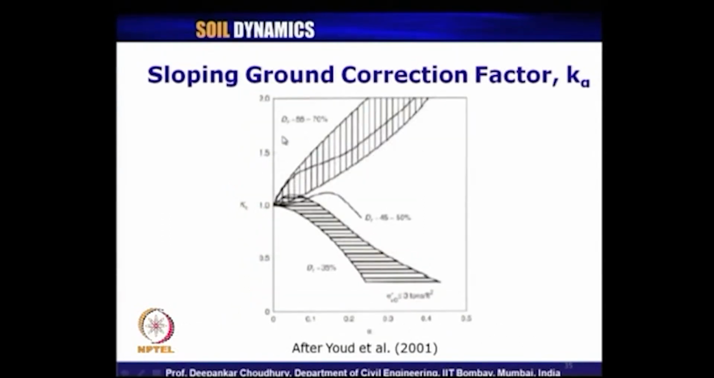So, the same curve has been reproduced by Youd et al. in 2001. And obviously, if you do not have any sloping ground, if it is a horizontal ground, alpha will be 0, you do not have to incorporate any value of K alpha, it will be 1 always as expected.